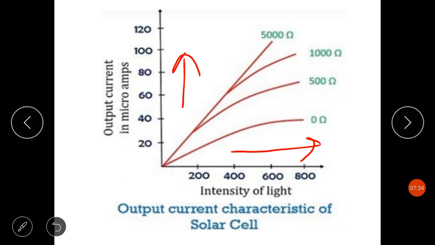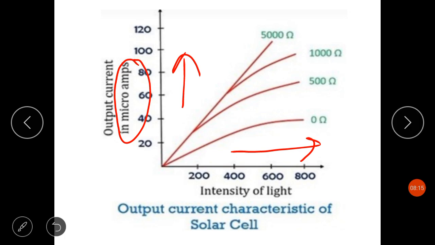The output current is low and its value lies in microamperes. You can see the unit of the current is in microamperes. The achieved output current relies on the intensity of incident radiation, the size of the cell structure, and the conversion efficiency of the device. So these are the three things on which the achieved output current relies. Again, it relies on intensity of incident radiation, size of cell structure, and conversion efficiency of the device.